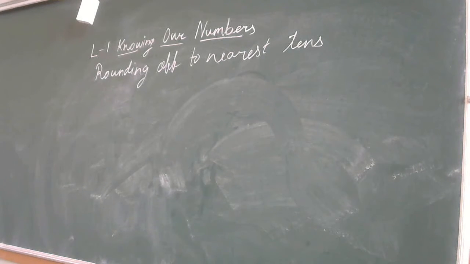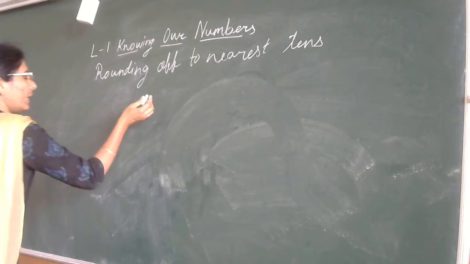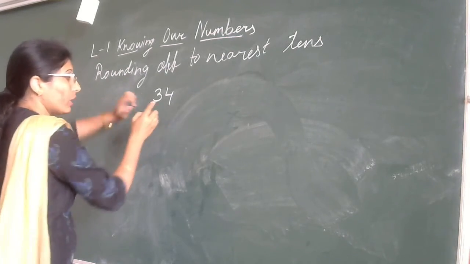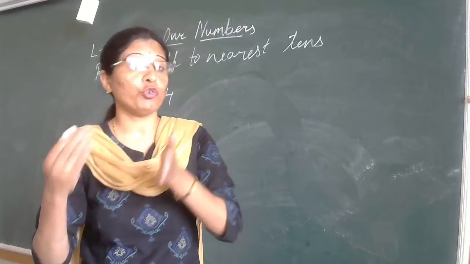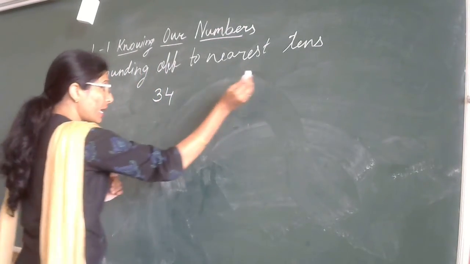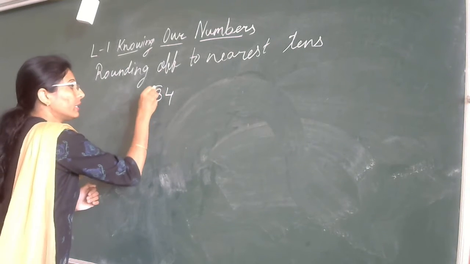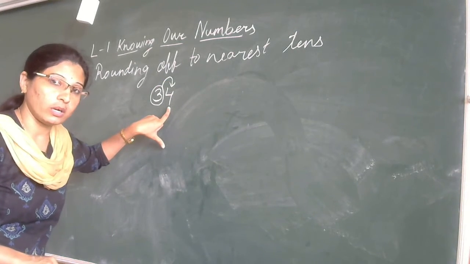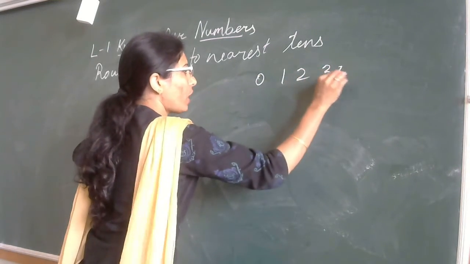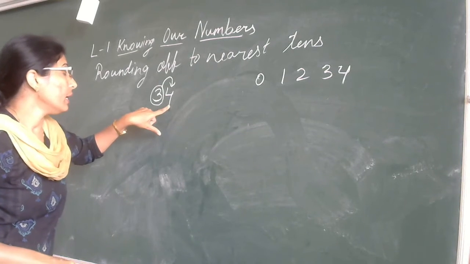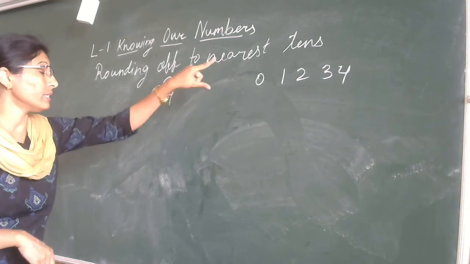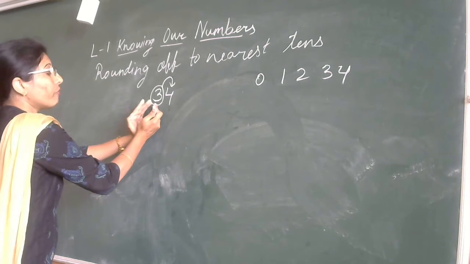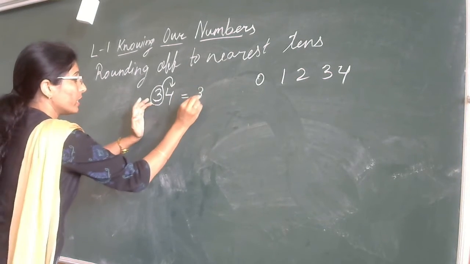Now let us take an example. If I take 34, is it rounded off to 30 or to 40? For that, we round to the nearest tens. Which is the tens place here? It is 3, so we circle that 3 and look at the next digit, which is 4. If 0, 1, 2, 3, 4 is there, the number is nearer to the previous number, so 30 or 40, here the rounded off number is 30.